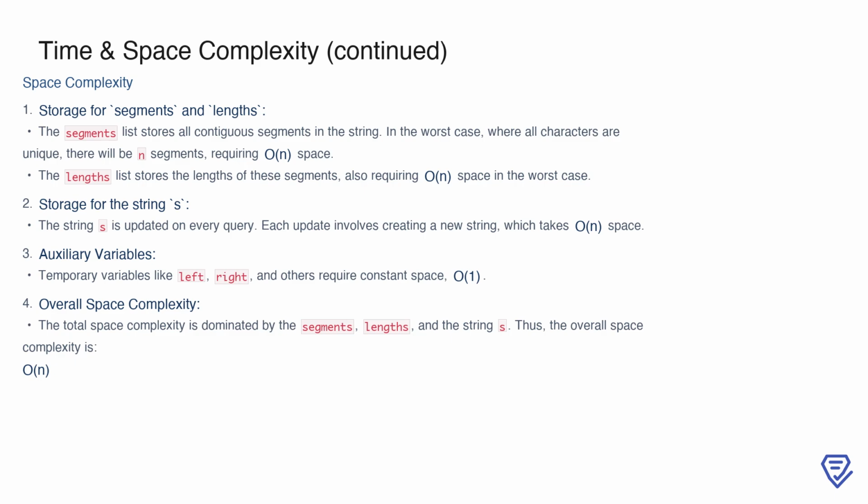The first consideration is the space required for our segments and lengths lists. These lists store information about the contiguous segments in the string. In the worst case, where all characters in the string are unique, there would be n segments, requiring O(n) space. Additionally, the string S itself is updated with each query. Since each update creates a new string, this also requires O(n) space. Apart from these, we use a few auxiliary variables, such as left and right, which require constant space, or O(1). Therefore, the overall space complexity is dominated by the storage requirements for segments, lengths, and the string S, resulting in a total space complexity of O(n).